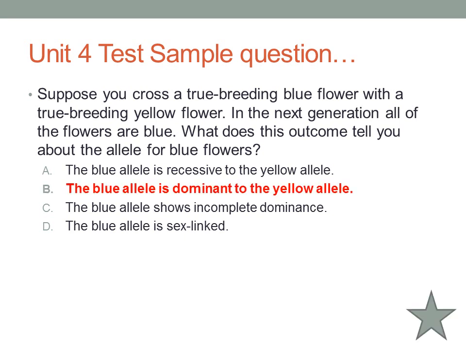The answer to this one would be B. The blue allele is dominant because we're breeding a blue flower with a yellow flower, and if all of them are blue, that means that the blue must dominate over the yellow.